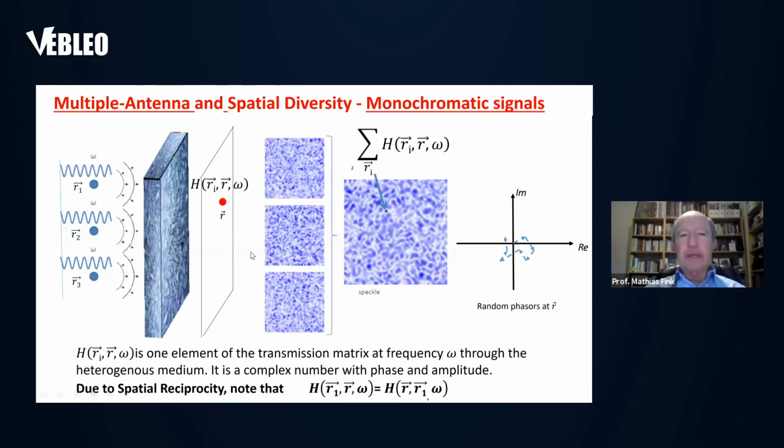And now, if you want to understand how you can improve communication in such a medium, you can think of the following. Imagine that you have multiple antennas. Here I put 1, 2, 3 antennas. And imagine that you want to send a clear message to point R behind a scattering medium, like here. Imagine first that you have only antenna R1 that emits a sinusoidal signal from this point. At point R, you will receive H of Ri R, which is an element of the matrix that I defined just before. And if you look on a screen, you have this speckle pattern.